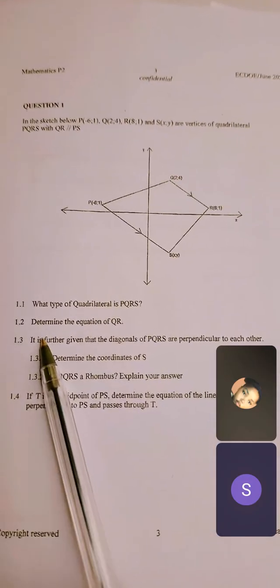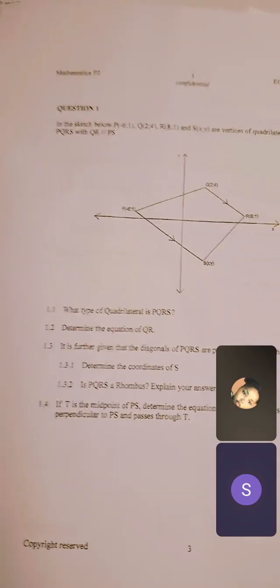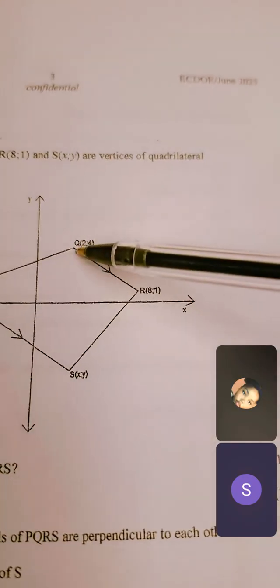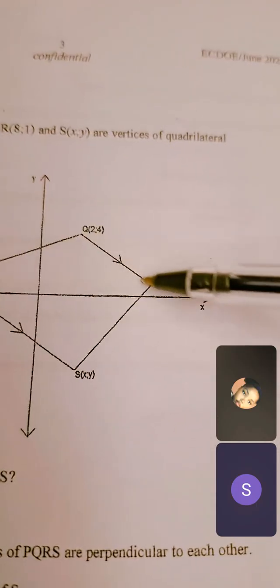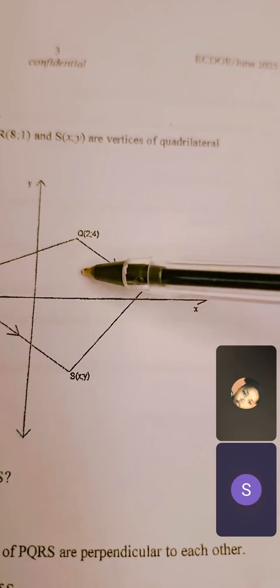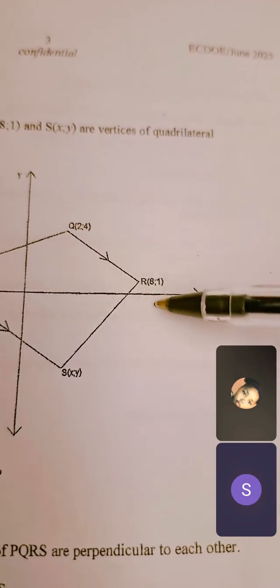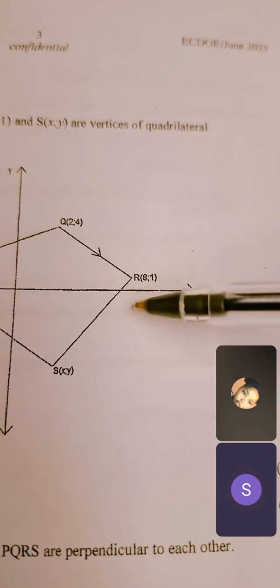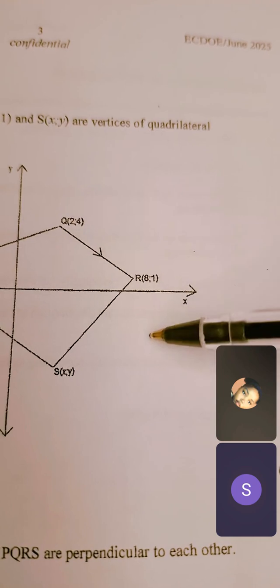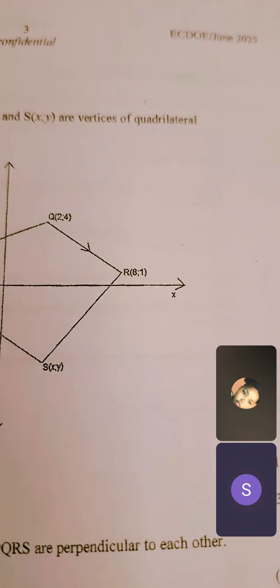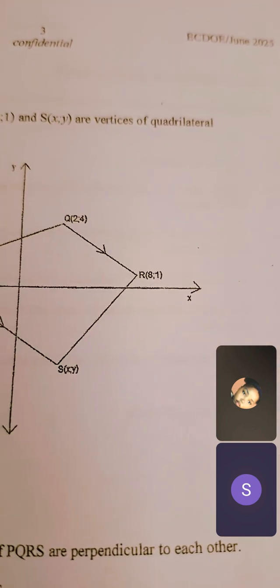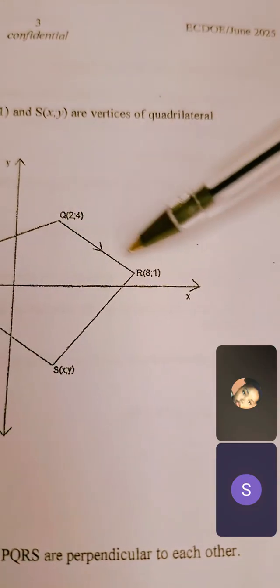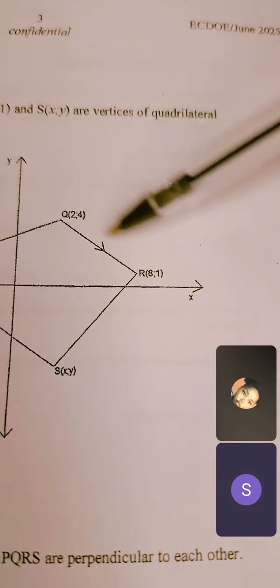Okay, 1.3. It is further given. Here's something else to note. Look at the line QR. We were supposed to get the equation. If you look at the way that this line is sloping, it is sloping downwards, not up. So what do we know about a line that slopes downwards as far as its gradient? Is it positive or negative? If it's sloping downwards, the gradient is negative.